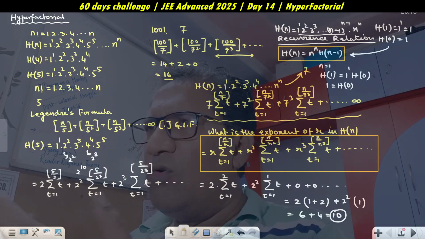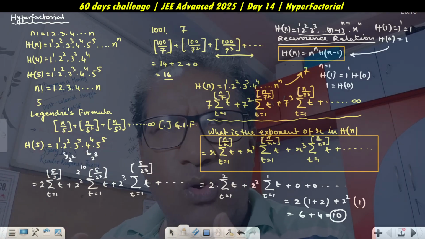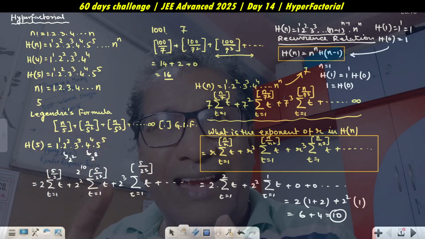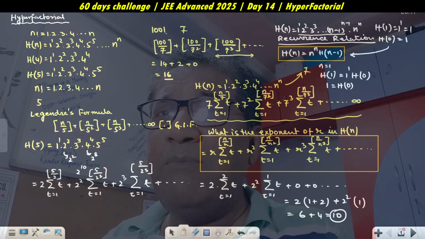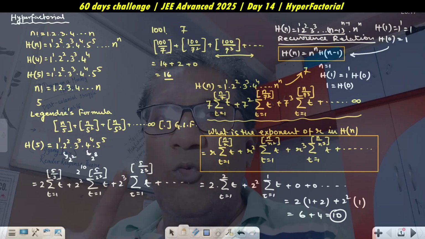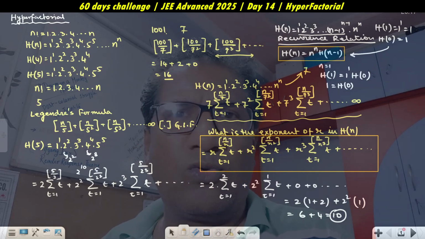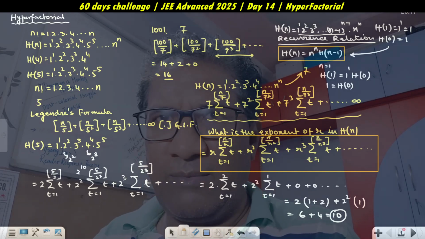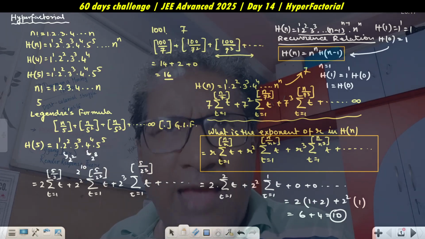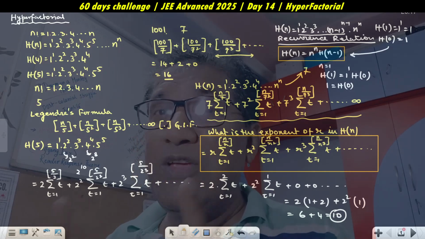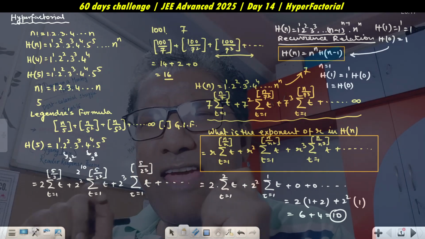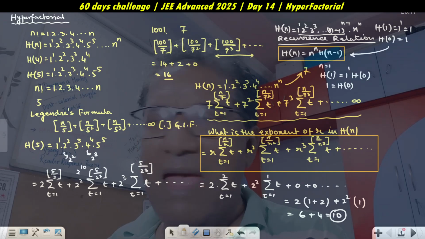Clear? So we have understood what is hyperfactorial. We have understood the recurrence relation of hyperfactorial. At the same time, the most important thing, we have learned how to find out the exponent of any prime in hyperfactorial. Right? Now we are going to take a very, very interesting problem based on this.